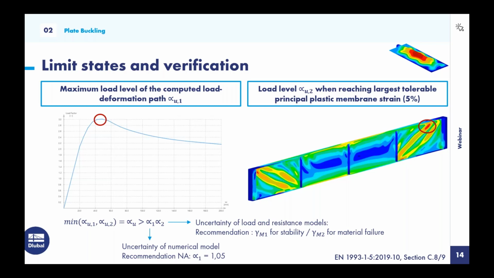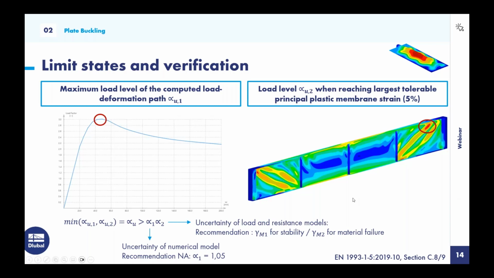In the main standard, a limit of 5% principal membrane strain in tension is recommended as a limit criterion. The minimum of both of those load factors is then compared with the product of two safety factors that's written below here, and those safety factors take into account the uncertainty of the numerical model and the uncertainty of the load and resistance models. All right, so I think that's enough said.